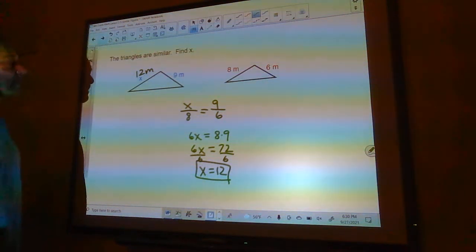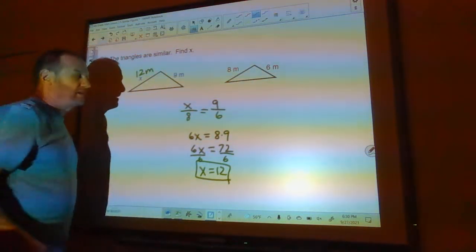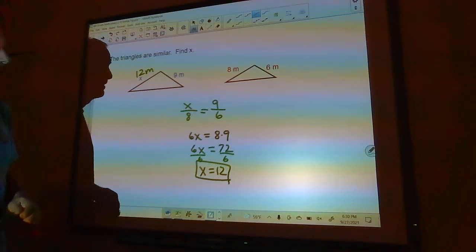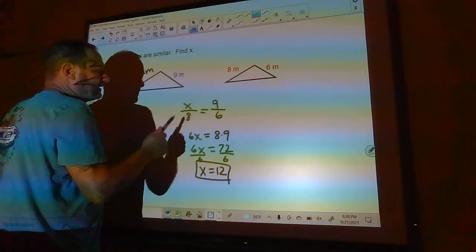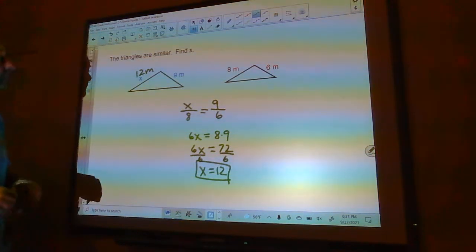Now the tricky part comes, if I took this and I flipped it over and maybe rotated it, you got to make sure you match up the right sides. You got to make sure that the corresponding sides are the ones that you compare.